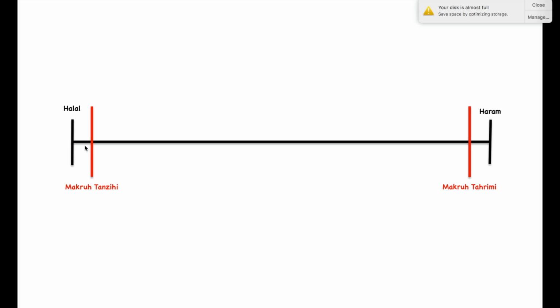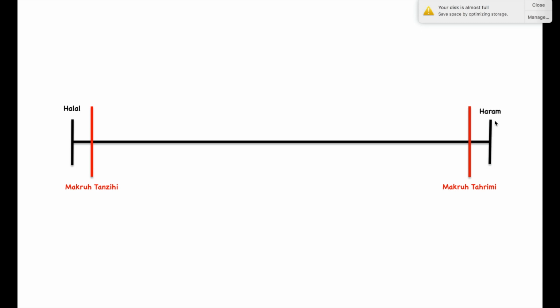Whereas makruh tahrimi is all the way on the other side. So look over here, this is haram. We can't eat or drink alcohol, we can't eat pig, there's so many things that we can't do. We can't steal, whatever. These are all haram things. Makruh tahrimi is very close to haram. That's how you can understand it.